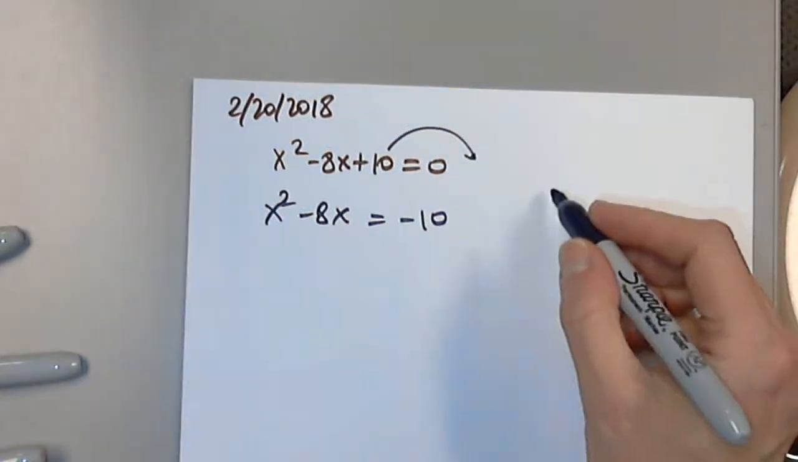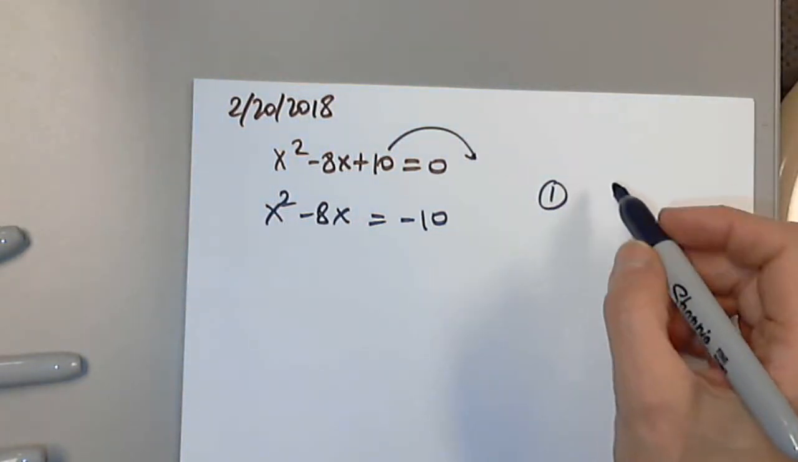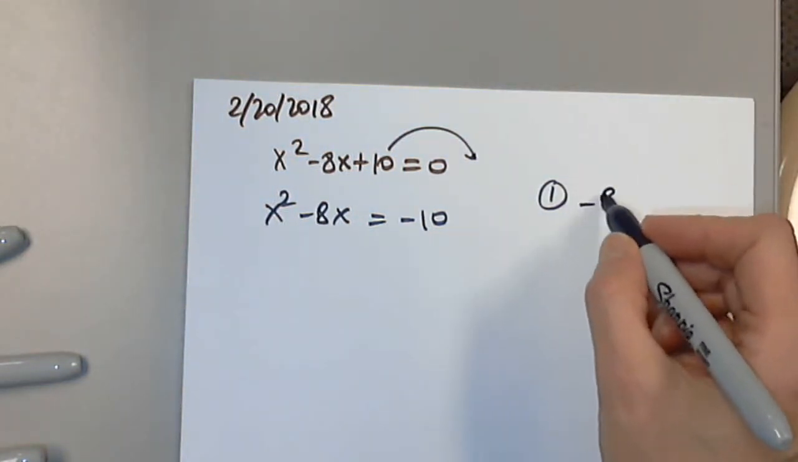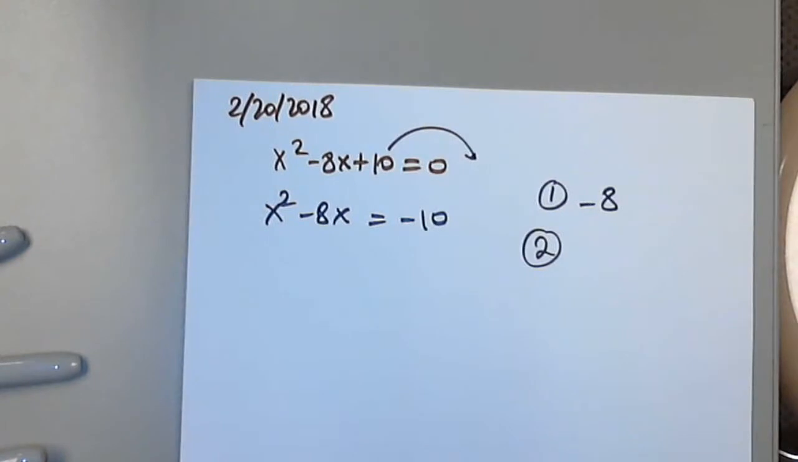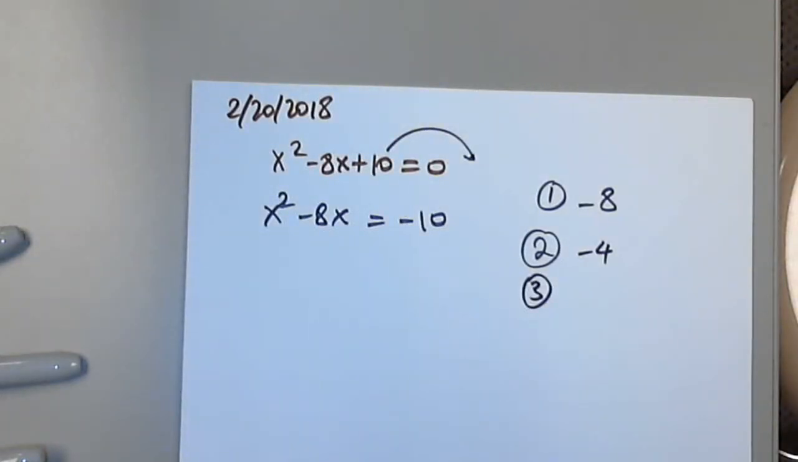Step 1, identify the middle coefficient, which in this case is? 8. Careful. -8. Yes. Then in step 2, I divide it by 2. Okay, so -8 divided by 2 is? -4. In step 3, square it. I square -4. What do I get? 16.